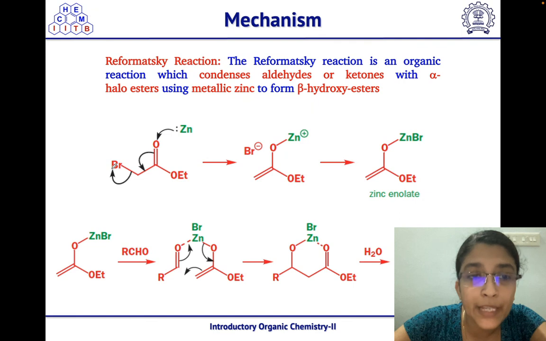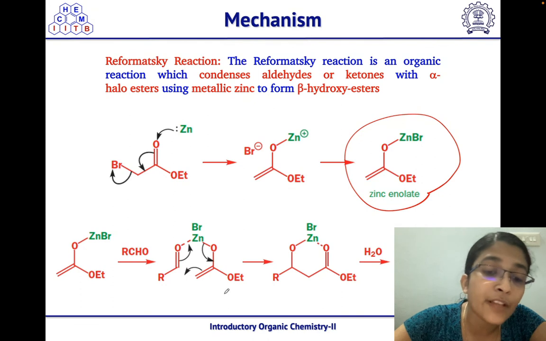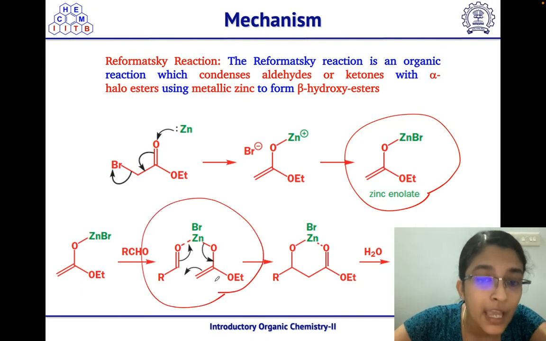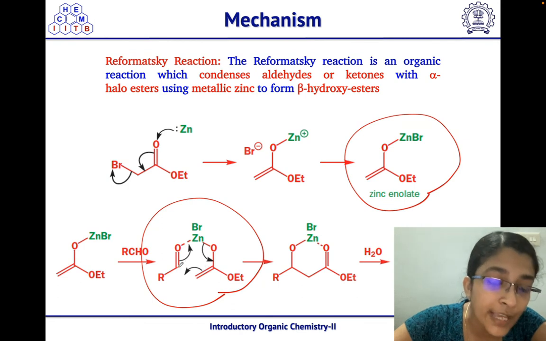And this bromide will be eliminated, so we will get a zinc enolate here. Now we have this zinc enolate and an aldehyde. Then it will form a transition state like this and undergo a condensation reaction like this. Here this oxygen-zinc bond will break and a carbon-oxygen double bond will form. Then this carbon-carbon bond will attack this aldehyde and an O-Zn bond will be formed.